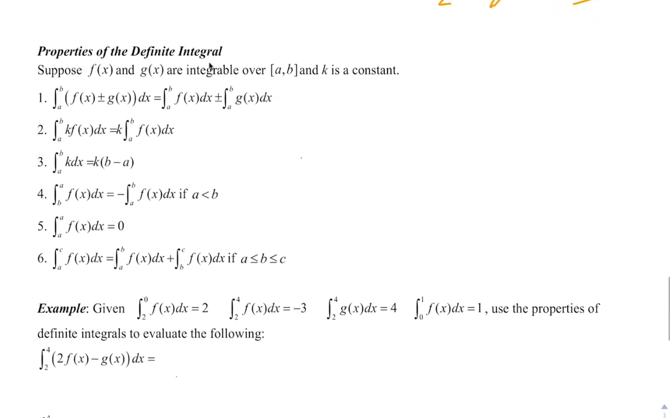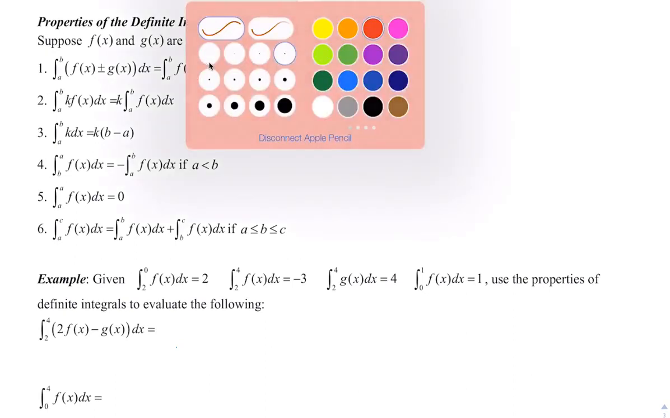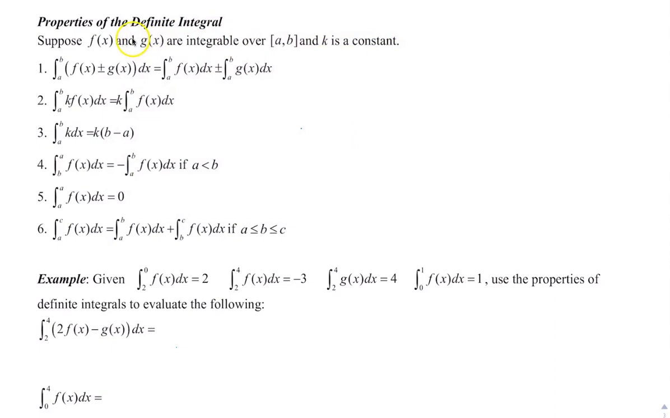Speaking of things that make life easier, let's talk about the properties of definite integrals. These are actually super important. So the first property of definite integrals, you have to suppose f and g are integrable over a and b, so they're both integrable functions. Kind of like we did the properties of limits and derivatives, integrals have their own properties. First one is, just like derivatives and limits, you can split it up. If you have two functions being added, you can split them up. So the integral of this function plus the integral of that function is just like taking the integral of each function separately. That's all it's saying.